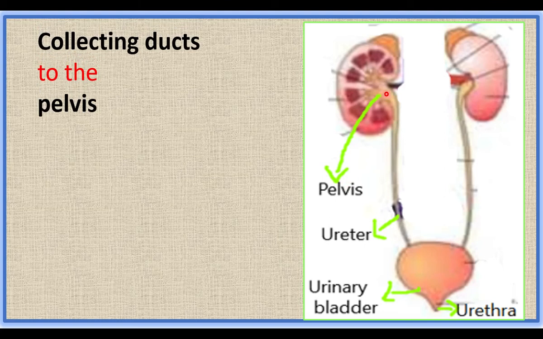And from the pelvis it flows through the ureter and comes to the urinary bladder where the urine is stored. Then the urine is sent out through the urethra. Urine is temporarily stored in the urinary bladder and sent out through the urethra. The process of sending out urine through the urethra is called micturition.